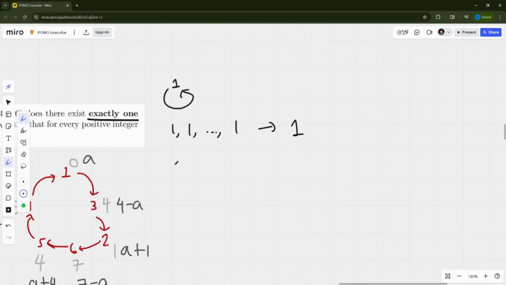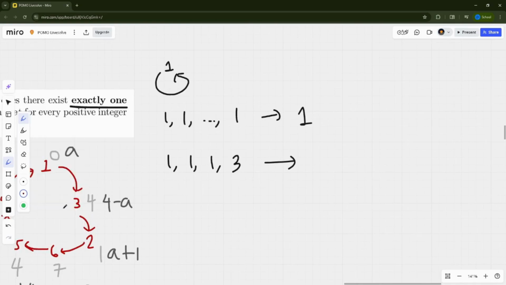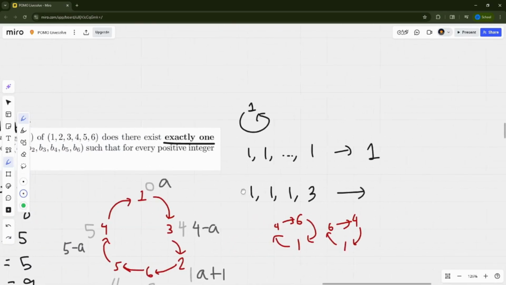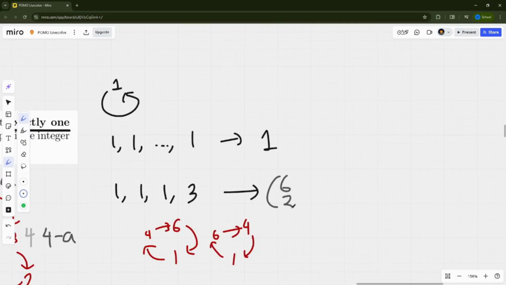If there's 1, 1, 1, 3, so we can choose 3 to form a cycle with. And if you think about it, let's say you have this cycle 6, 1, 4, it's the same as 4, 1, 6, so you just rotate it like that. So we just choose 3 numbers from this list of 6 numbers. So 6 choose 3 is equal to 20.